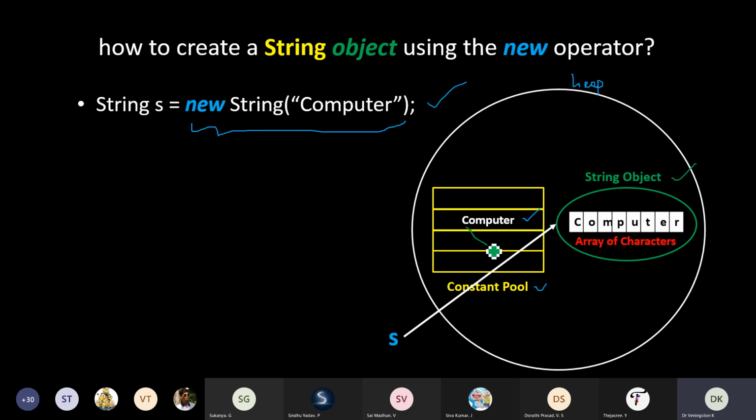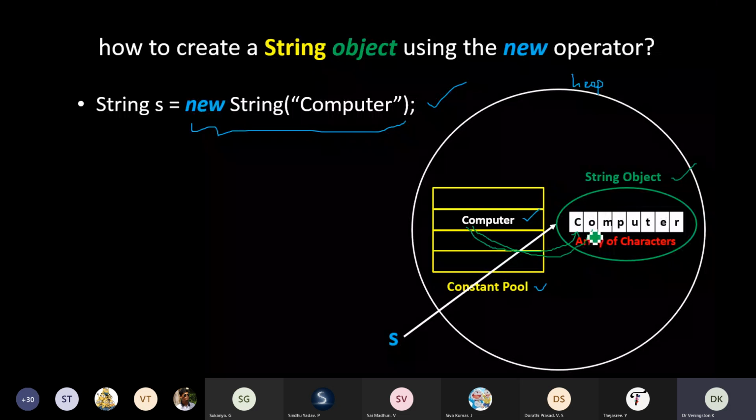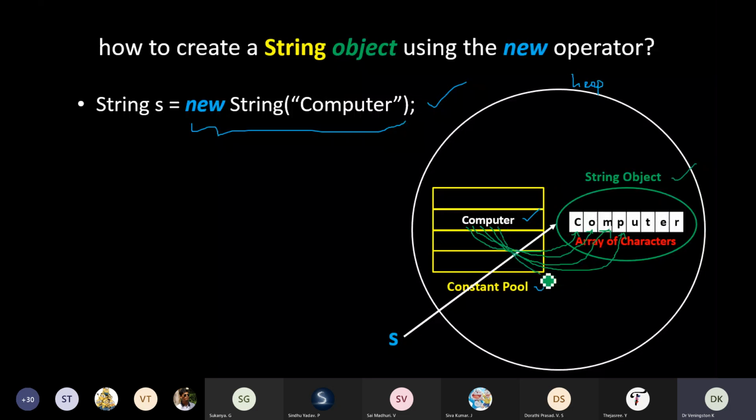For example, the character C will be written here, and then O will be written here, and then M, and then P will be written here. One by one the characters from this constant pool will be taken and written into this string object. This is what happens when we use the new keyword to create a string. That is what is shown in this slide. It copies all these characters one by one into the string object.